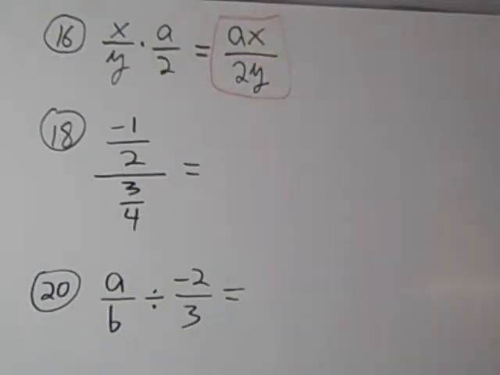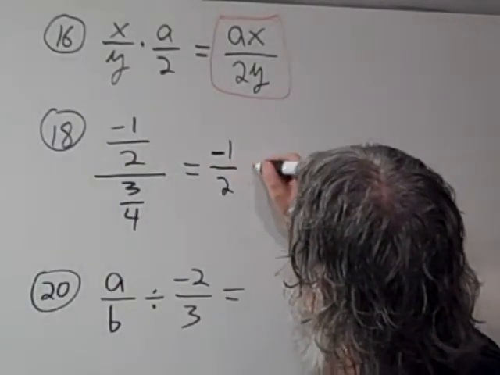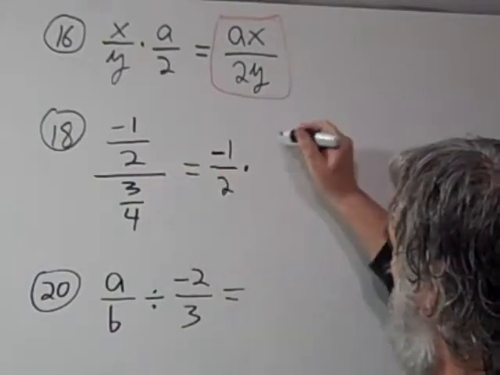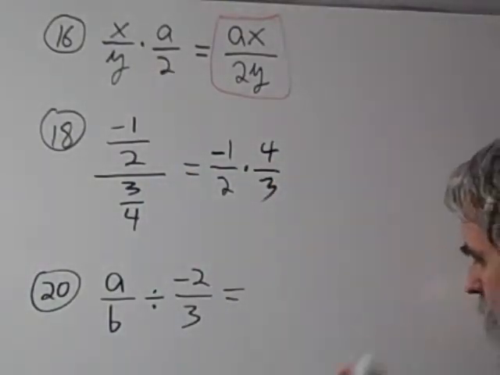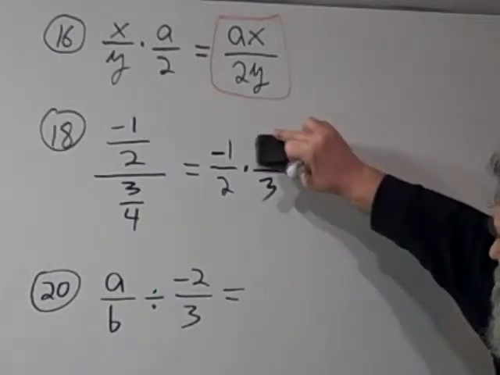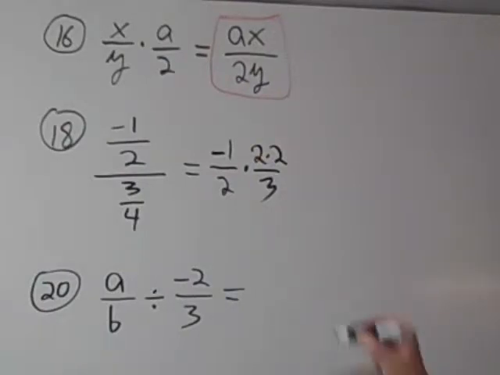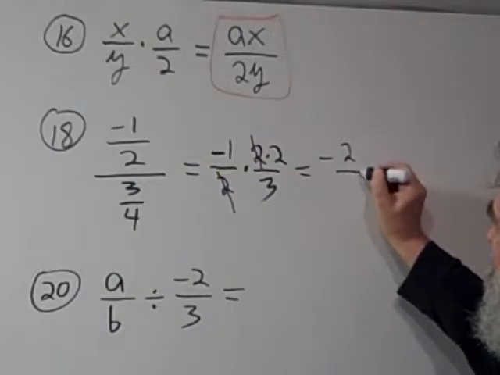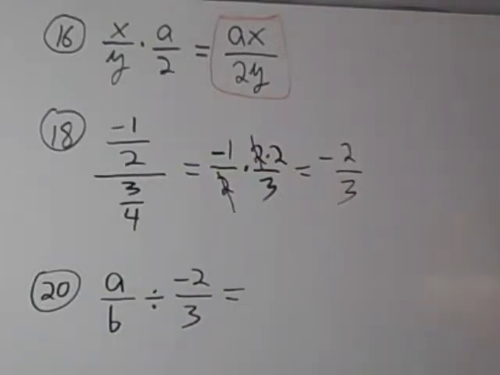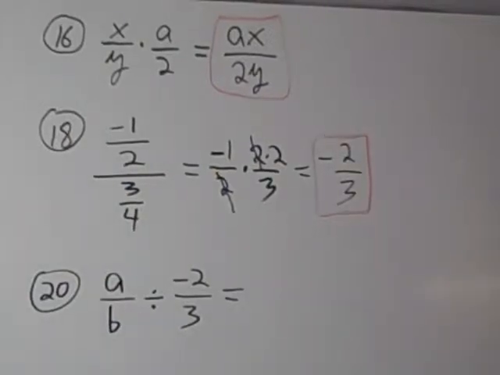Now when you're dividing a fraction by another fraction, remember the rule is to invert and multiply. So this is negative 1/2 times the reciprocal of the denominator, 4/3. Now 4 can also be written as 2 times 2. And so you can cancel out one of these 2's, and you're left with negative 2/3. A negative divided by a positive is a negative, so this is a negative answer.